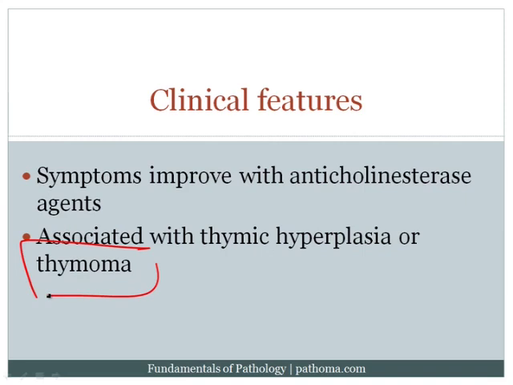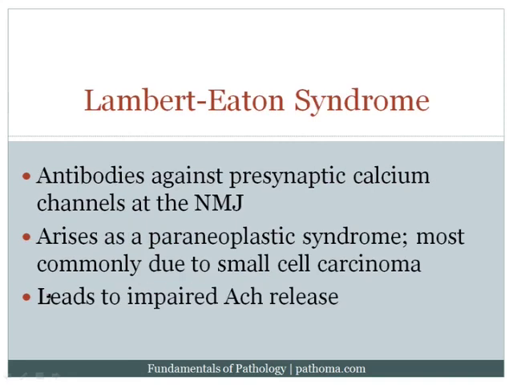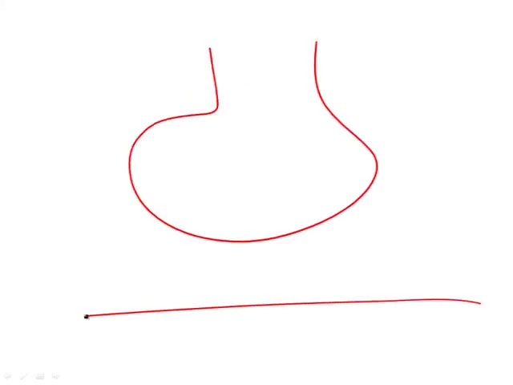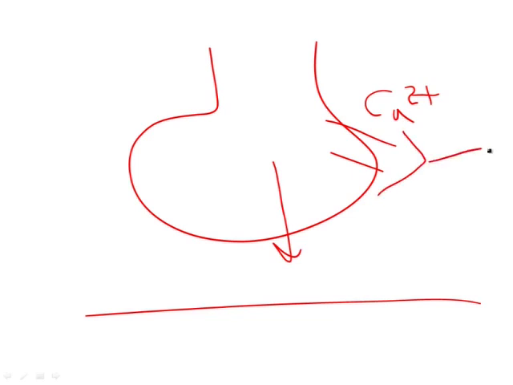And so again, this is particularly high yield, that the patients can have thymic hyperplasia or thymoma. Eaton-Lambert syndrome is when you have an antibody against the presynaptic calcium channels at the neuromuscular junction. Now recall that if this was the nerve and this was the plate here, there was a calcium channel here that when open resulted in the release of acetylcholine. So imagine if you have an antibody against the calcium channel, you're not going to be able to release acetylcholine, and so you're going to get muscle weakness.